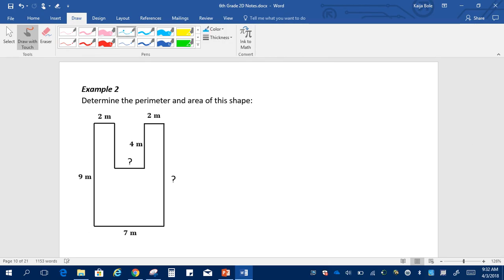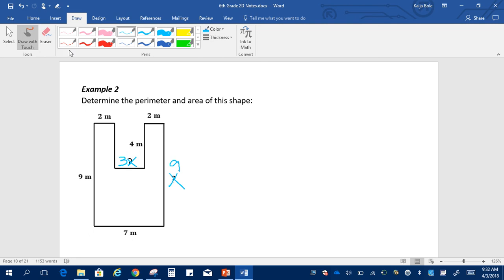Okay, so here we have this long side on the right. If we look across, this is going to be 9. On the inside here, it's a little tricky. We've got 7 going all the way across. We already have 2 on each side, so that would be 4, which means this one has to be 3.